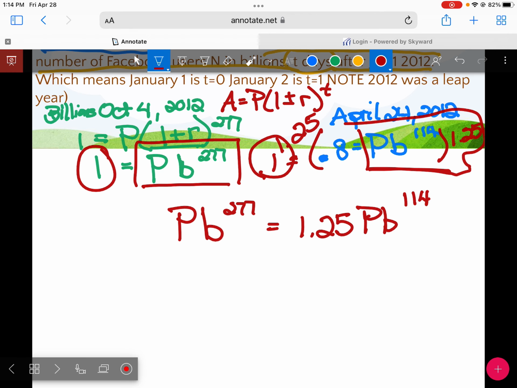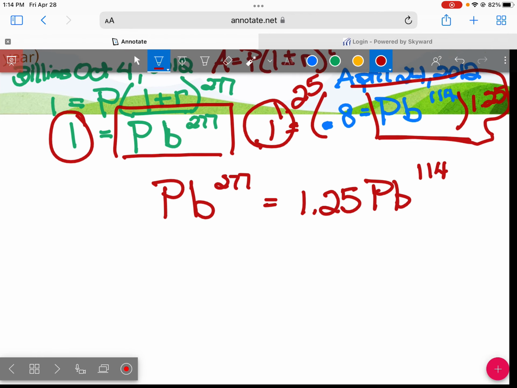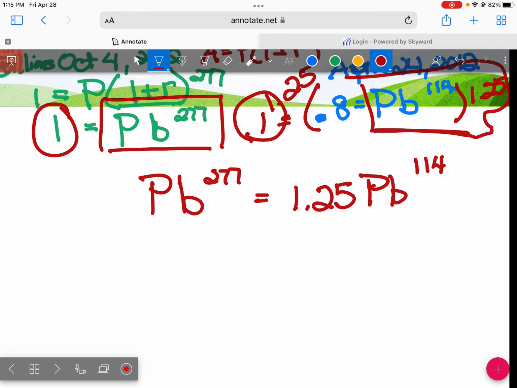You're like, great. All right. So we can't solve for both variables at the same time. We need to try to solve for either P, the initial amount, or B, which is my growth factor. Anybody have any suggestions?